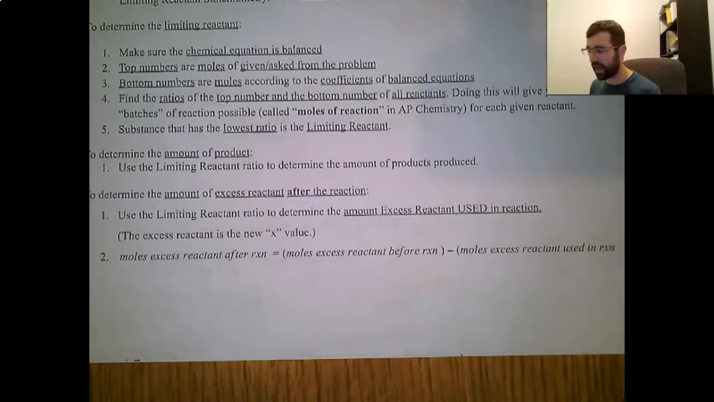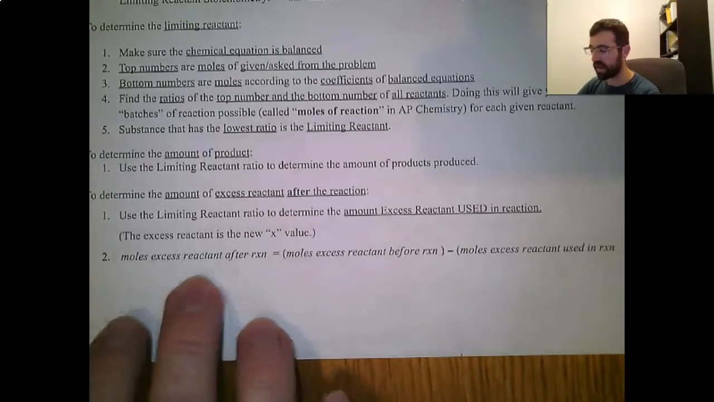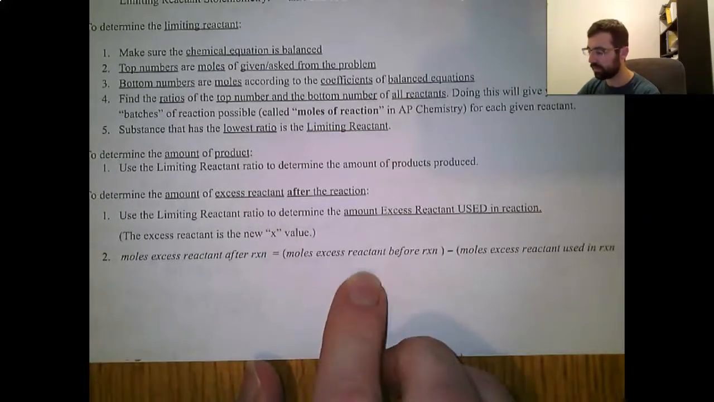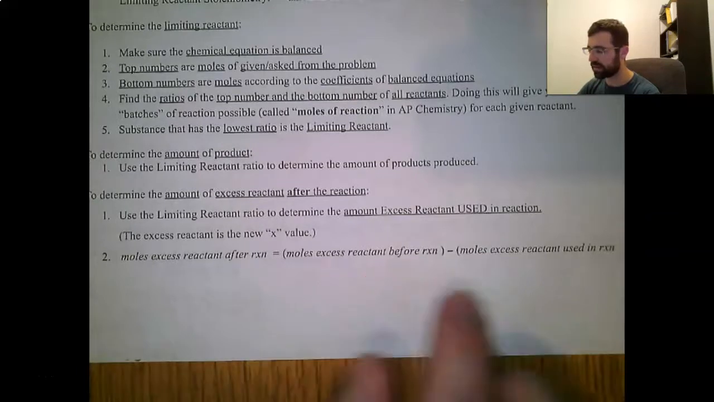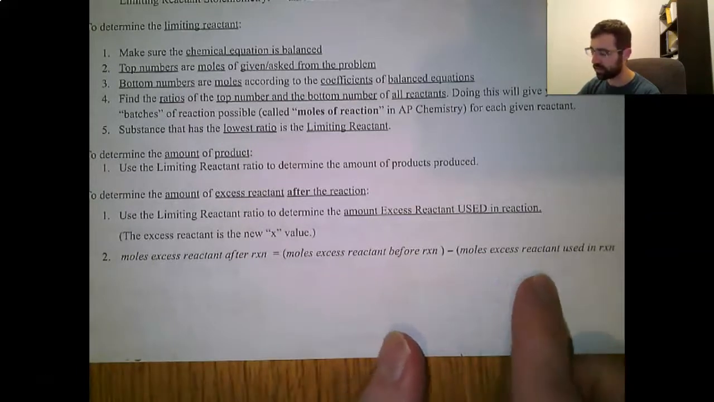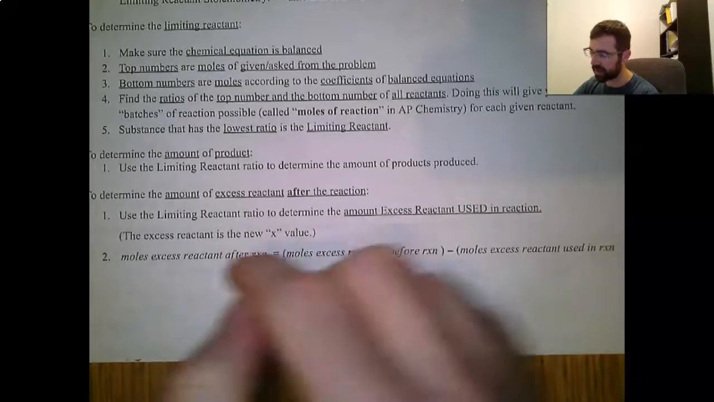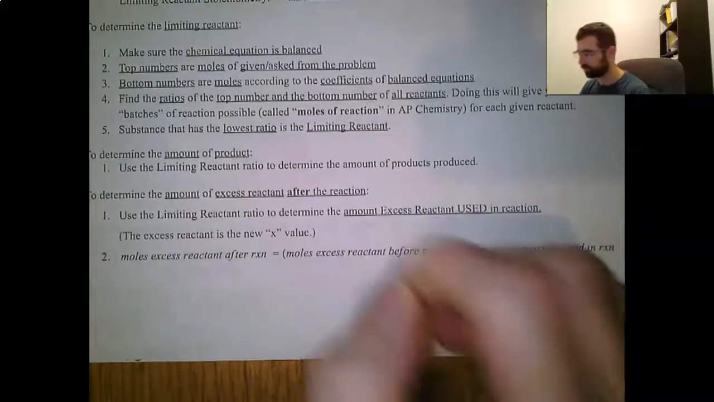After you've solved that, you take the moles of the excess. If you want to find the moles of excess reactant that's left after the reaction, you would do moles of excess before minus the moles of excess that was used in the reaction. So we're going to do what we started with minus what we found in this previous step. Again, examples are coming in just a moment.